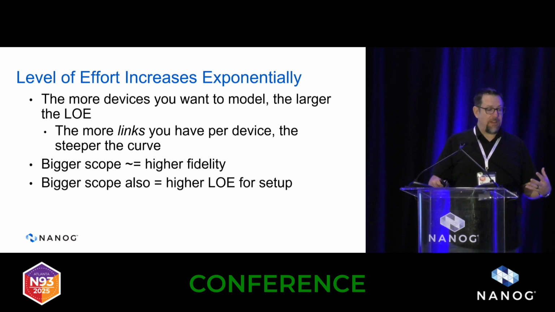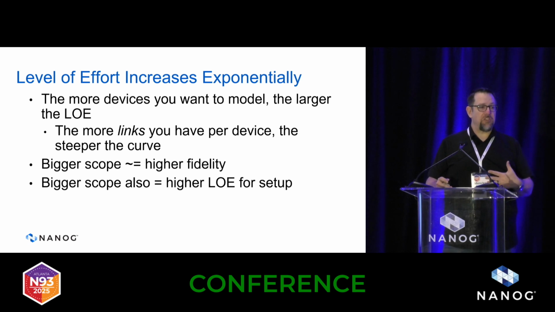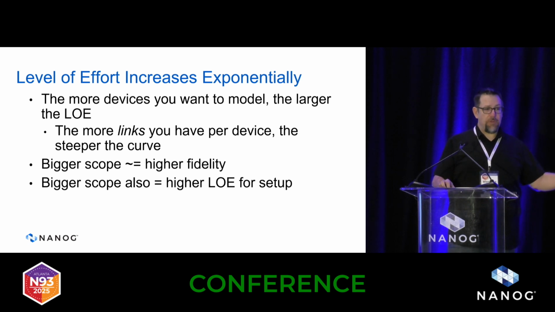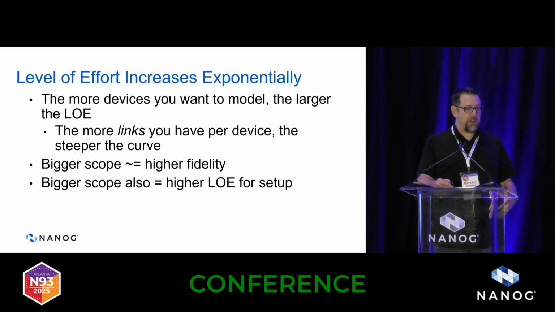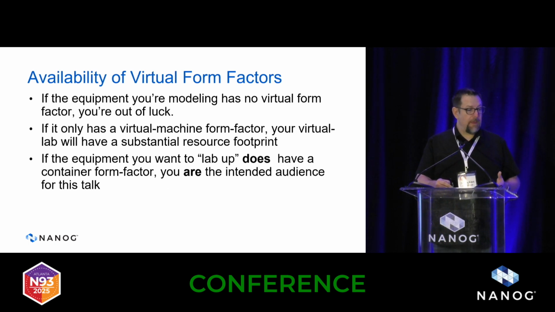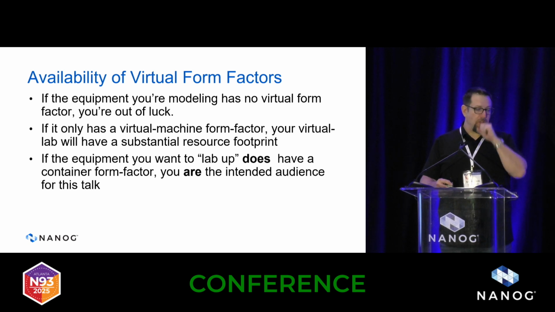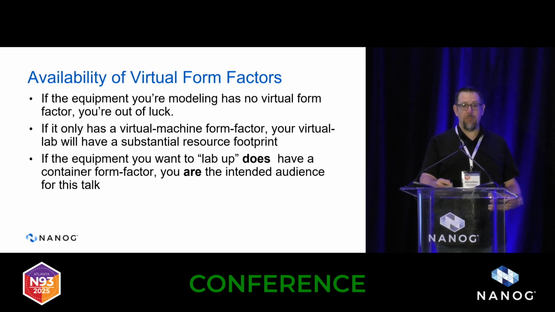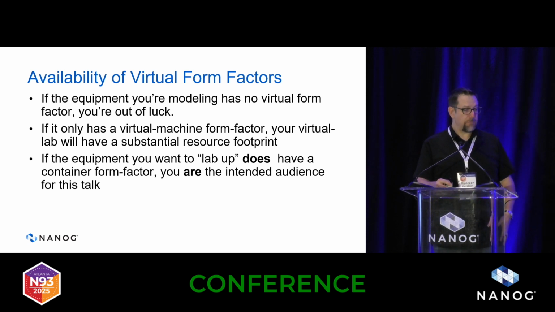The level of effort increases exponentially along with the size and scope of what you're trying to model. It's relatively linear in terms of the number of devices, but it's downright exponential when you start accounting for the number of interconnects between those devices. So bigger scope in terms of what you're modeling means higher fidelity, but it also means drastically increased level of effort in configuring it, at least if you're doing it manually. And then, that's wrong. I guess that was the penultimate ding for VNFs, or virtualized network labs. Final argument against them is just the availability of virtualized form factors for your devices.